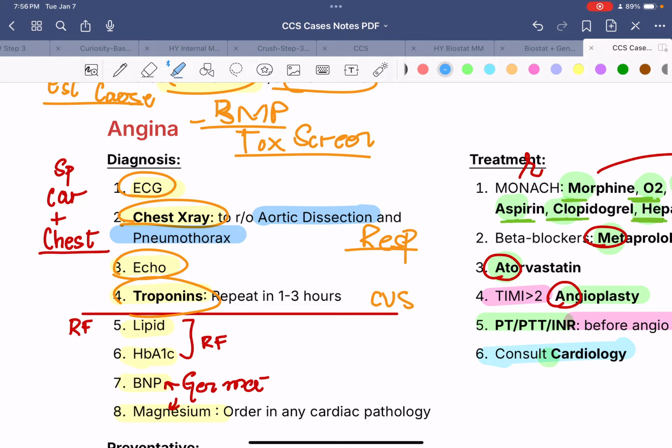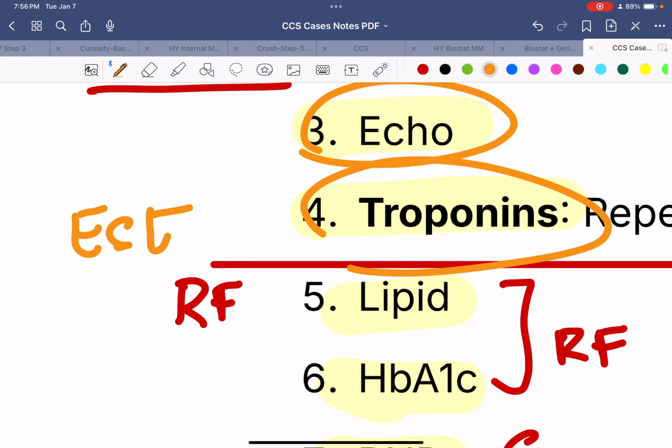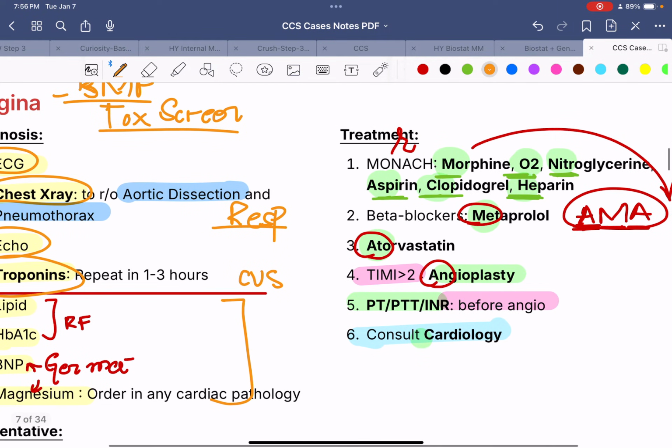If the ECG and the troponins are pointing towards angina, then you have to establish the associated risk factors. Does the patient have hyperlipidemia, with a lipid profile, HbA1c, deranged glucose, brain natriuretic peptide (BNP), along with magnesium? Once the ECG, echo and troponin are pointing towards a cardiac cause, you establish the associated risk factors, which would be lipid profile, HbA1c, BNP, along with magnesium.